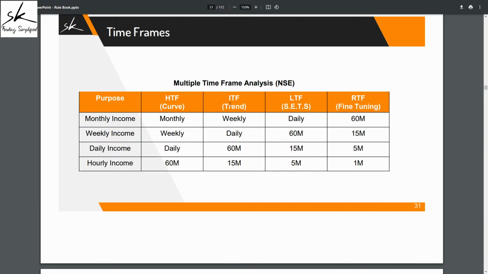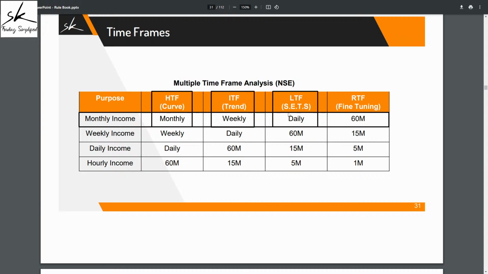Now, since I have opted that I want to plan monthly income trades, so from this table I got to know what time frames I'll be using, in this case monthly, weekly, daily, and 60. Plus, I also know what is the purpose of each and every time frame. Like in this case, higher time frame will be monthly, which will be used for curve analysis. Intermediate will be daily, which will be used for trend analysis. Lower time frame is daily, where we will be getting our SETS from.